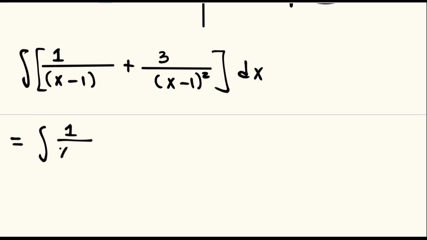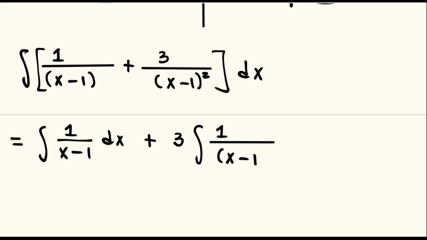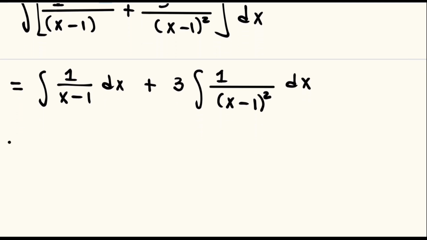So we have the integral of 1 divided by x minus 1 dx plus the 3, which will not affect the integration process. We take it out of the integral and we have the integral of 1 divided by (x minus 1) squared dx. The integral of 1 divided by x minus 1 dx will be ln of x minus 1. So we determine the integral of 1 divided by (x minus 1) squared.